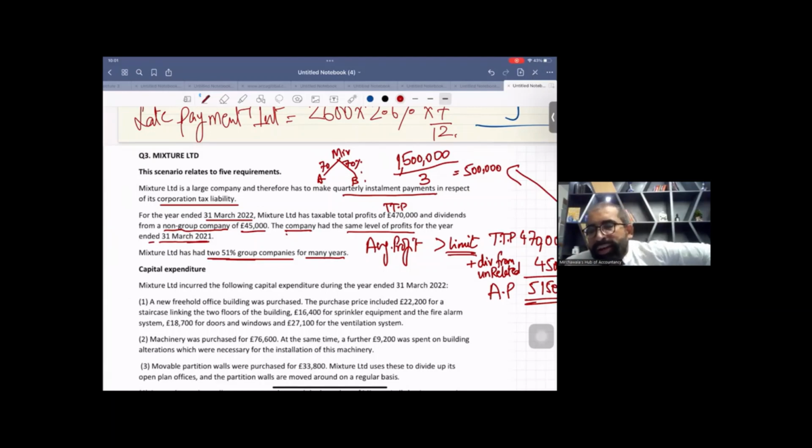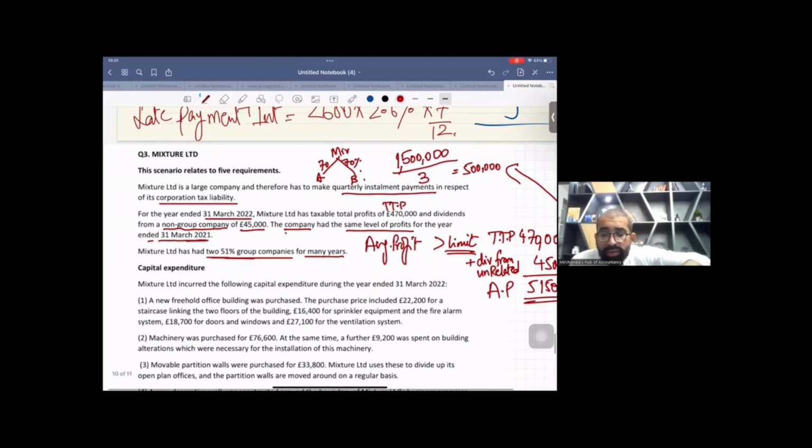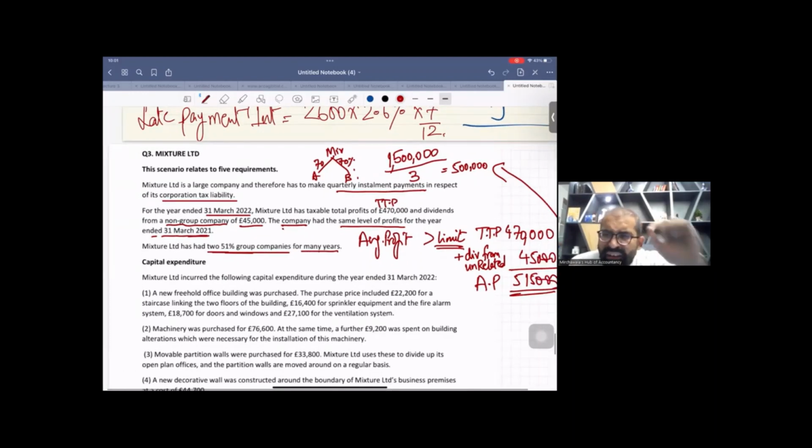And this year also we are large. So yes, we can't stay away from installments. We have to pay tax in installments, 4 installments. As it is a 12 months accounting period, we have to pay tax in 4 installments. To be very honest, if you know this topic, these are cash 5 marks.